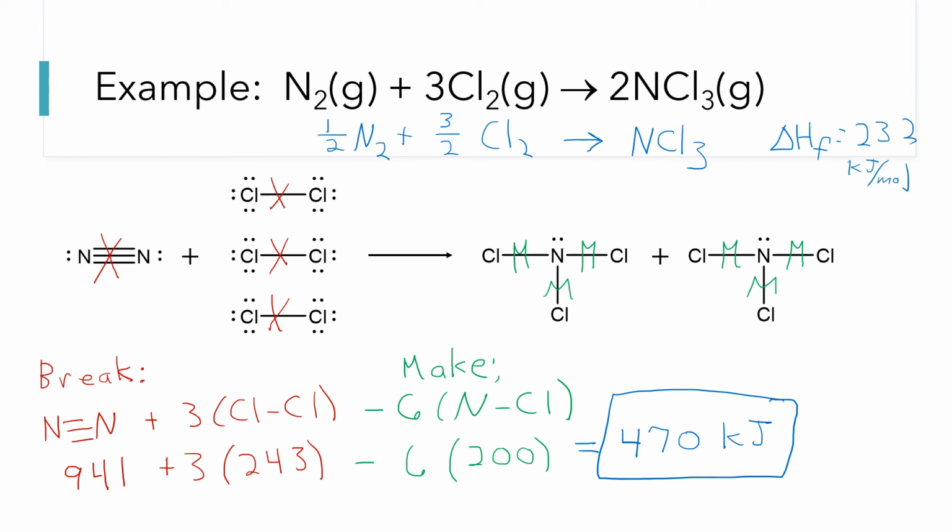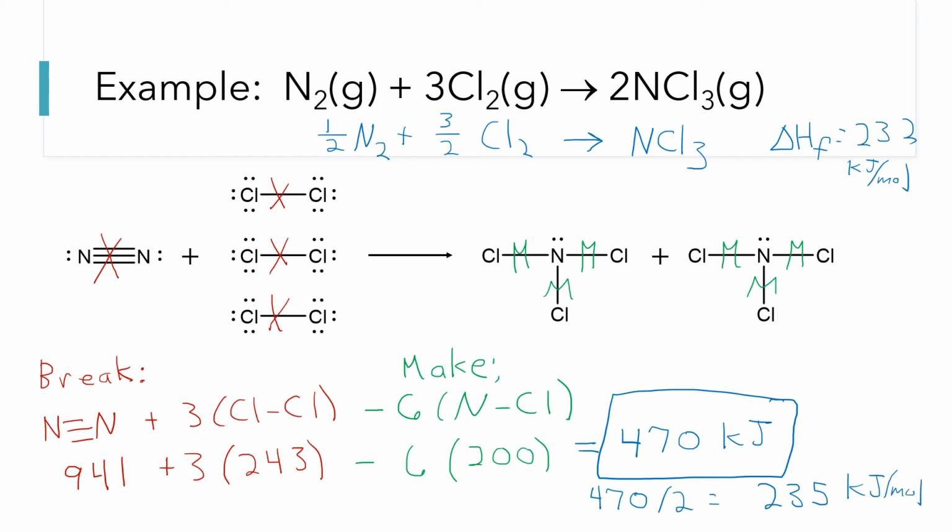Well, this reaction is half of the reaction that we estimated the delta H for down below. So if I take that 470 value and divide it by 2, I'm going to do that down here at the bottom. 470 divided by 2, I get a value of 235 kilojoules per mole.